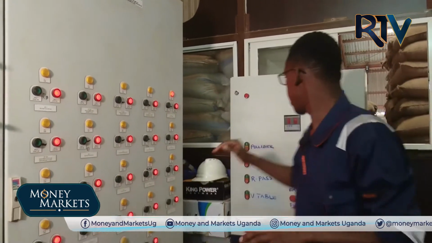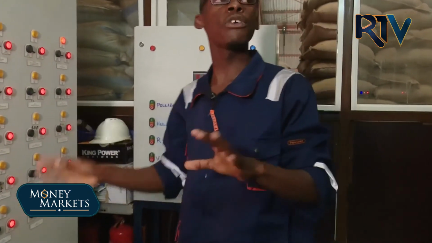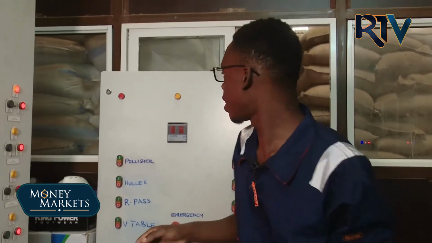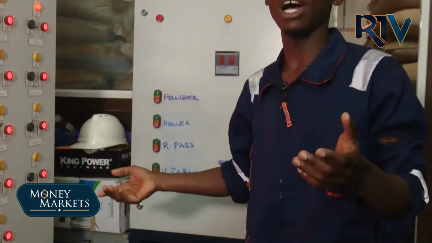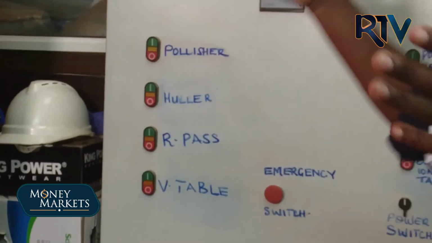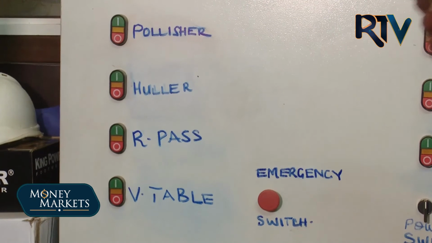And then we have this board also, which runs our Hala. We have a polisher, we have a Hala. They are newly installed, and they're also part of the newly drafted projects that have been implemented.